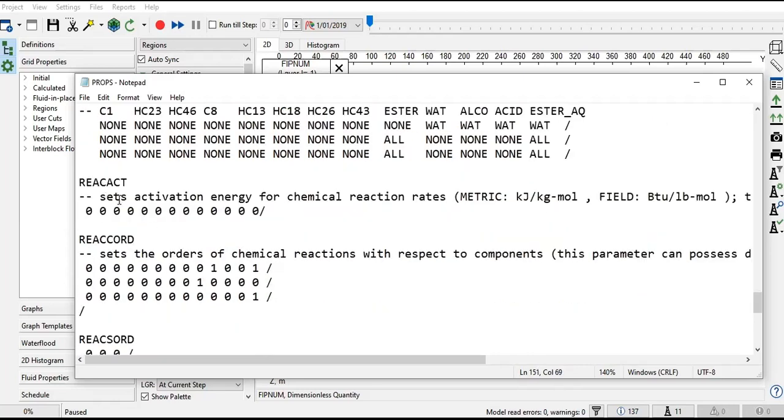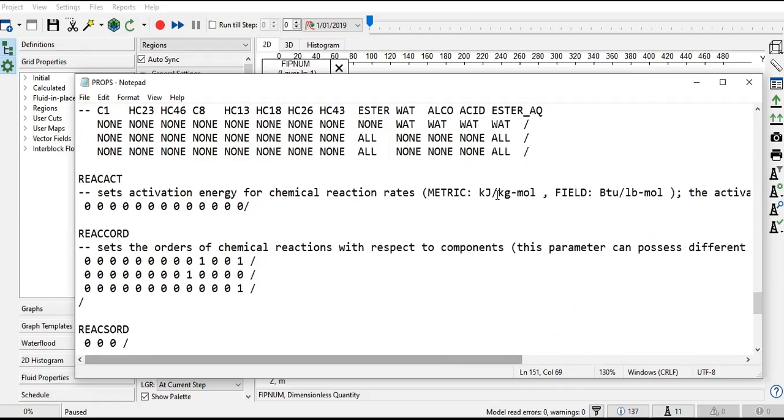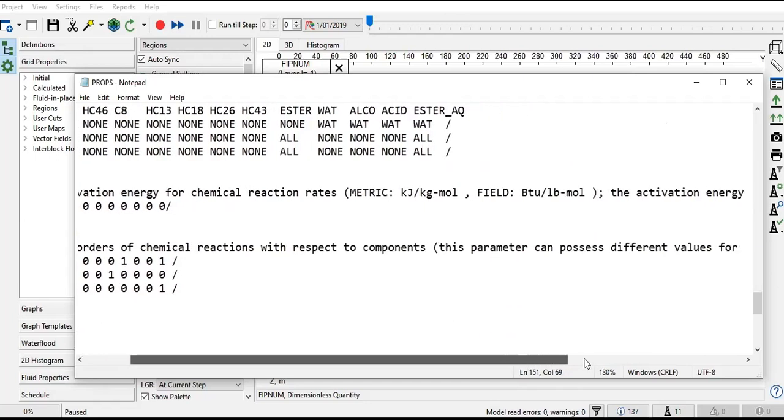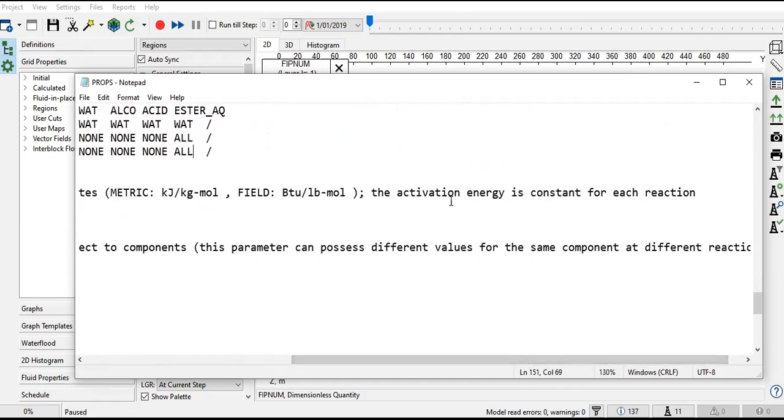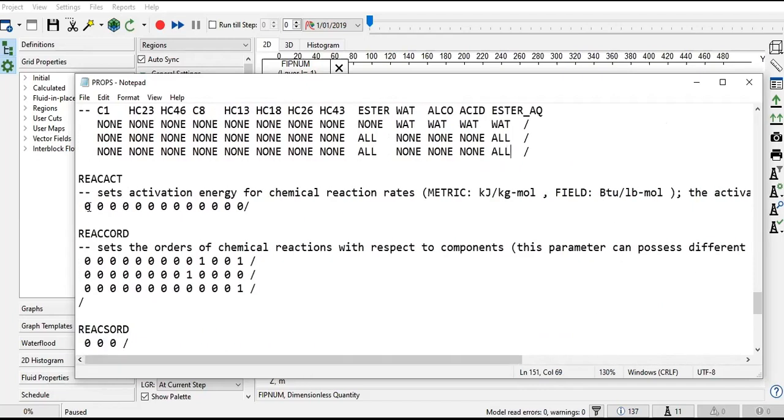And react act, this is to set the activation energy for chemical reaction in metric unit, kilojoule per kilogram mole or kilojoule per kilomole. The activation energy is constant for each reaction. So here we set activation energy to be 0. It means that the reaction will just happen automatically, naturally.